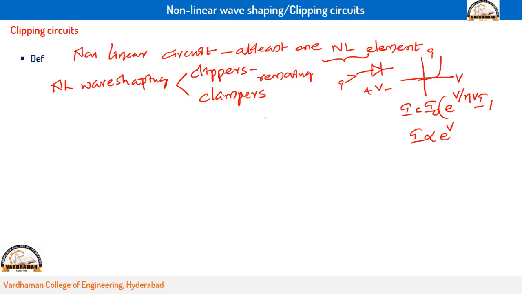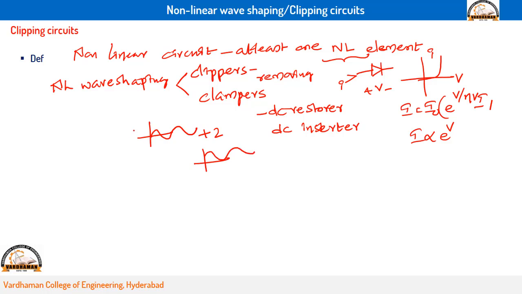And a clamper is nothing but a DC restorer or DC inserter. That means a DC can be added to the input signal, so the signal can be shifted upside and downside. If you add positive DC, the signal will be shifted upside. If you add negative DC, the signal will be shifted downside. For example, I have taken a pure AC signal like this, where the positive portion and negative portion are both equal. If you add plus 2 volts to this signal, the signal will be shifted upside like this. For example, it is 2, 0, minus 2. By adding 2, it will be 4, 2 and 0.